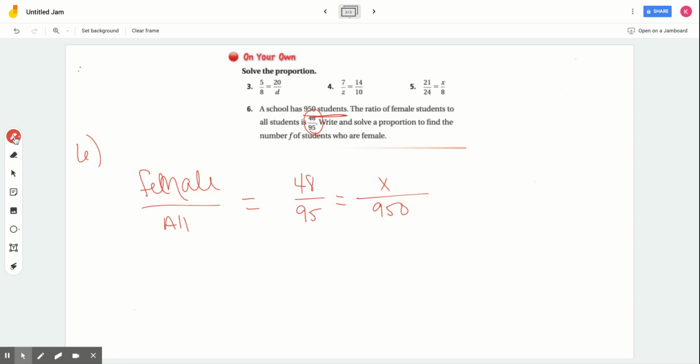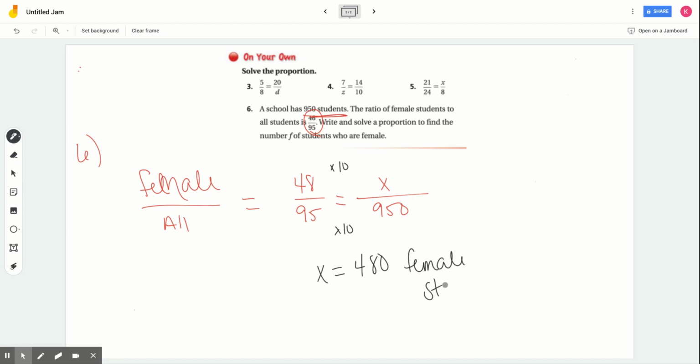So now we can use several different methods to solve this. We could use our cross products, 48 times 950 and 95 times x, and solve for x. Or you might be able to see that 95 times 10 is 950. So 48 times 10 would give us x. So in this case, x is 480 female students.